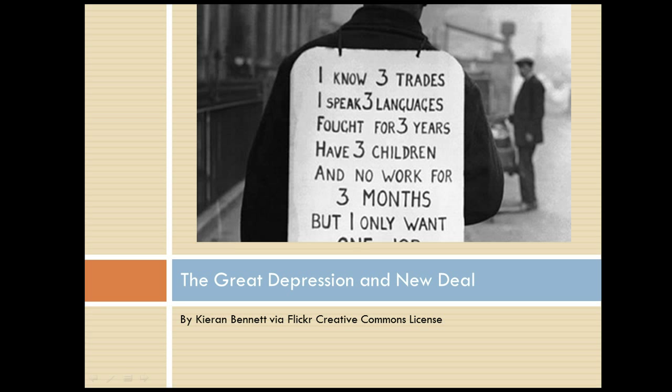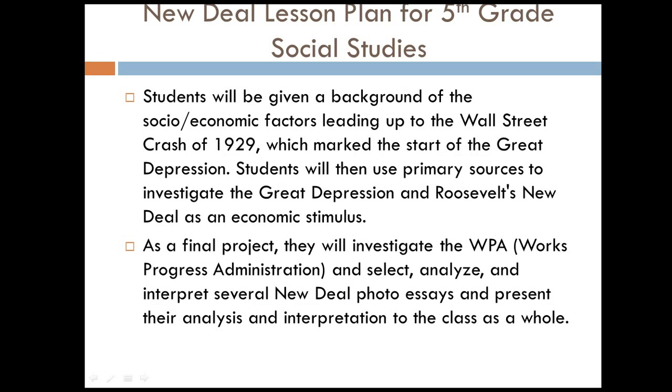Let's take a look at a sample New Deal lesson plan for 5th grade social studies on the New Deal and the Great Depression. Students will be given a background of the socio-economic factors leading up to the Wall Street crash of 1929, which marked the start of the Great Depression. Students will then use primary sources to investigate the Great Depression and Roosevelt's New Deal as an economic stimulus. As a final project, they will investigate the WPA, Works Progress Administration, and select, analyze, and interpret several New Deal photo essays and present their analysis and interpretation to the class as a whole.